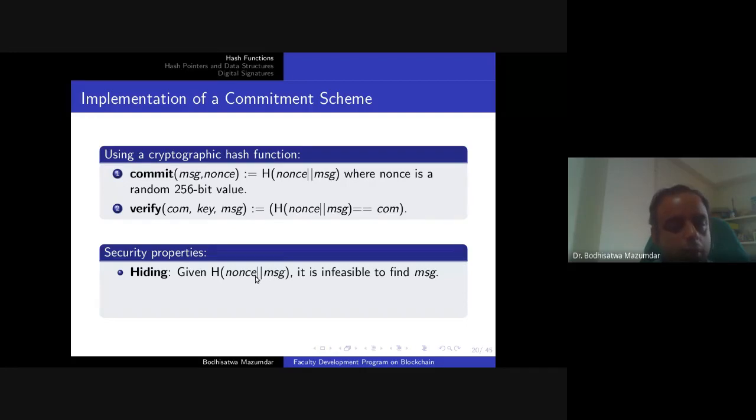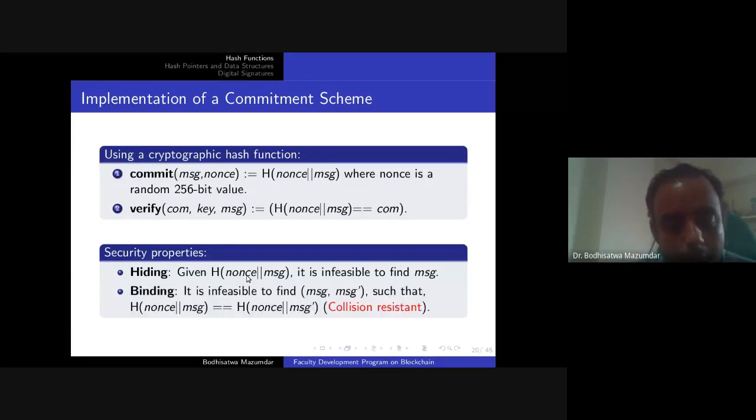You are appending a very large sample space. The nonce has a 256 bit value, which means its sample space is 2 to the power 256. Hence, an attacker cannot guess a particular value with a significant probability. Even if the output space is smaller, an attacker cannot guess what was the input because the sample space is pretty high for the input. So this confirms the hiding property of the hash function.